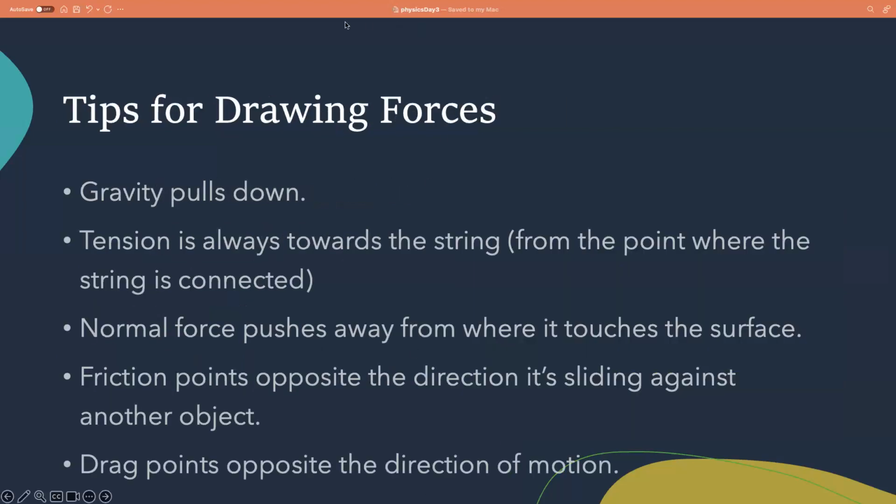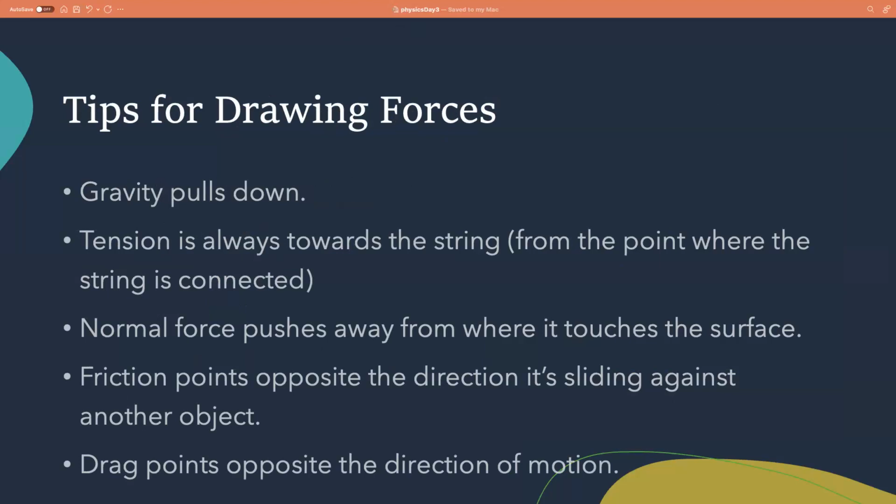So a few tips for drawing the forces themselves. Obviously, gravity pulls down, except for the cases where you're in space, in which case the gravity just pulls you towards other objects. But for most cases, you're going to be on Earth, gravity pulls down, and there will be a gravity force. Tension is always pointing in the direction of the string.